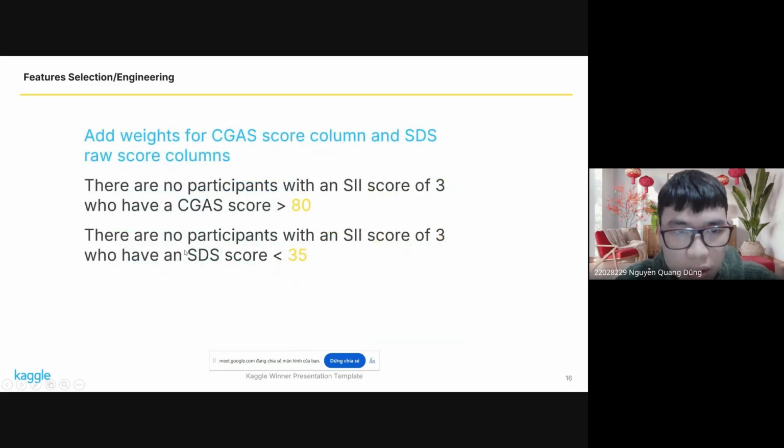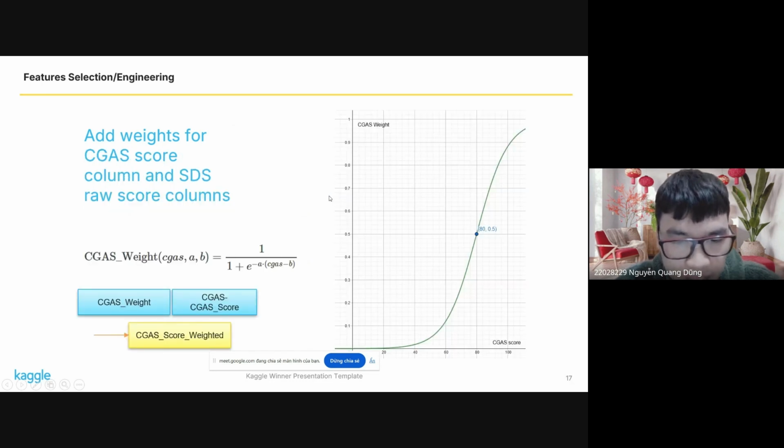We also figured out that there are no participants with an SII score of 3 who have a CGAS score greater than 80, and there are no participants with an SII score of 3 who have an SDS score less than 35. This might indicate that a CGAS score of 80 and an SDS score of 35 could serve as effective thresholds for predicting who has severe problematic internet use and who does not. Therefore, we decided to assign weights for these two columns.